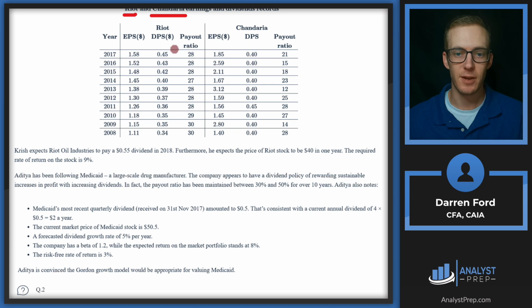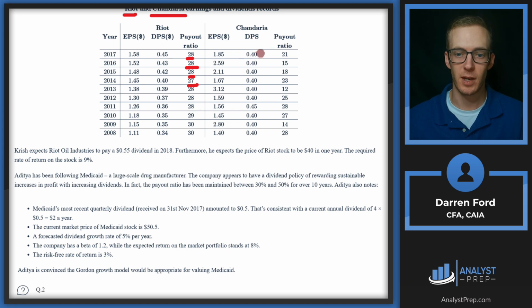The main difference here, if we're looking at this, is Riot's dividend per share slowly grows. It looks like it grows a penny, then stays, grows a penny, couple pennies, penny, slowly grows up, but the payout ratio is pretty stable. We're at 28, 28, 28, 27.